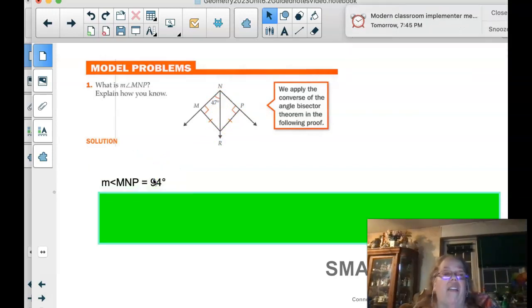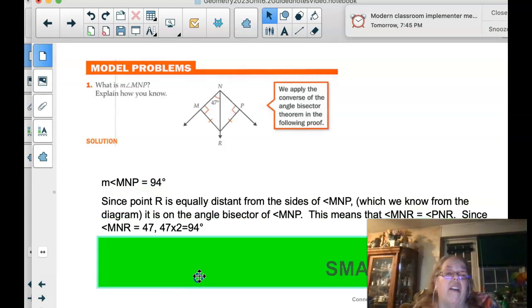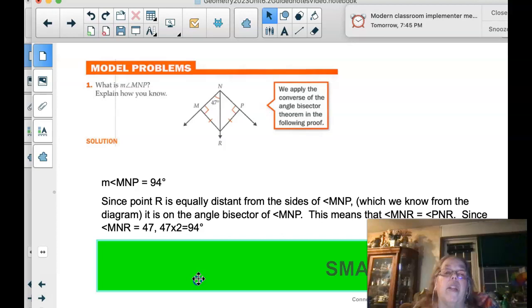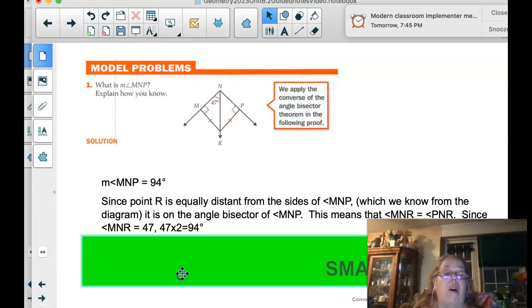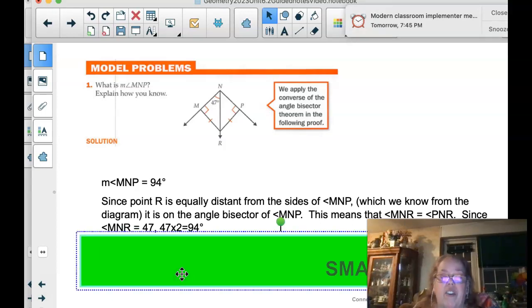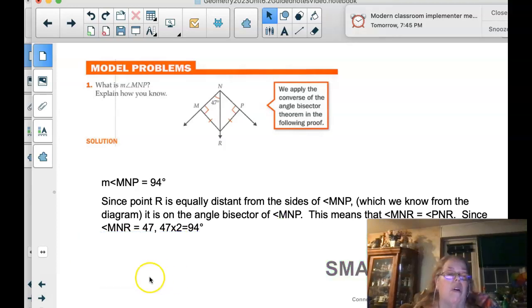Let's see what that says. The measure of MNP is 94. How do you know? Since point R is equally distant from the sides of MNP, which we know from the diagram, it's on the bisector of MNP. That means MNR is congruent to PNR. Since MNR is 47, 47 times 2, 94. We good? Okay, we're good. I'm going to stop here, and I'm going to continue in another video, okay?